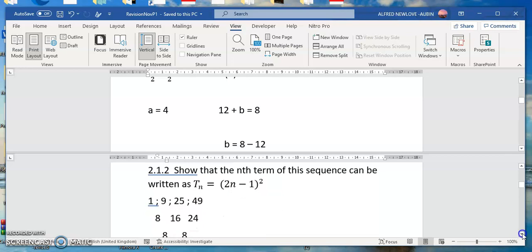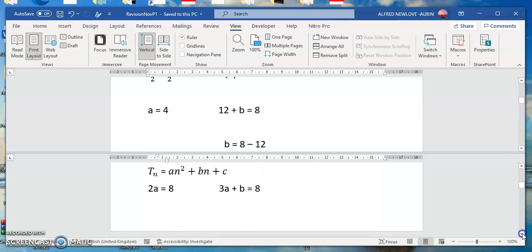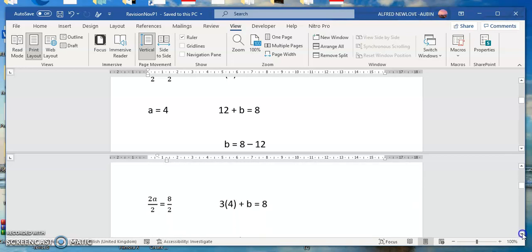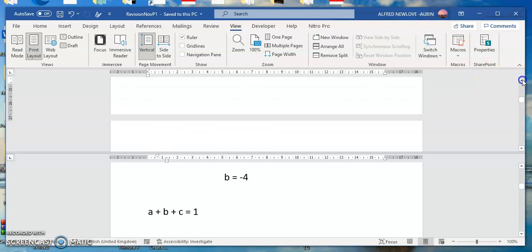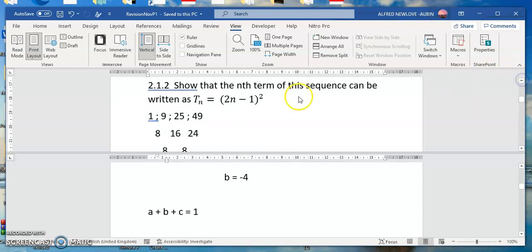So we are here at this side. So b is equal to minus 4. Then a plus b plus c is equal to what? 1. Remember, I said it's supposed to be equal to the first term of the pattern. So a plus b plus c should be equal to what? This is the pattern. 1.